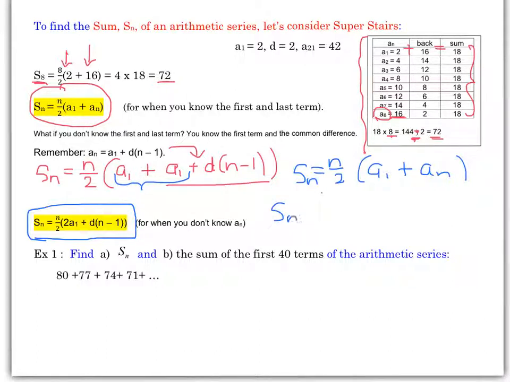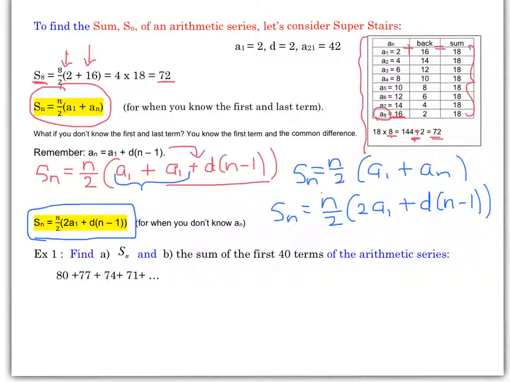But when you don't know that last term, then you take twice the first term plus your d times n minus 1. Okay? So the key is, again, it's like a scavenger hunt. Always identify what you have and what you need to find. So let's do a couple problems.